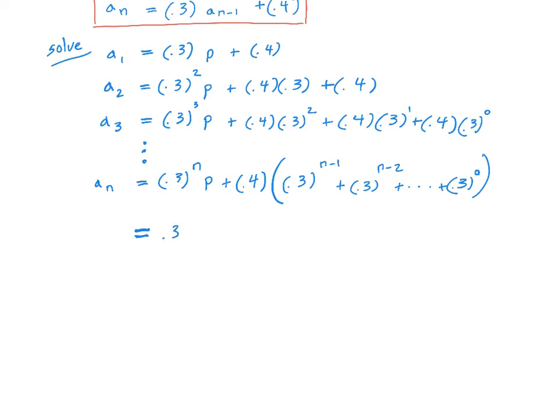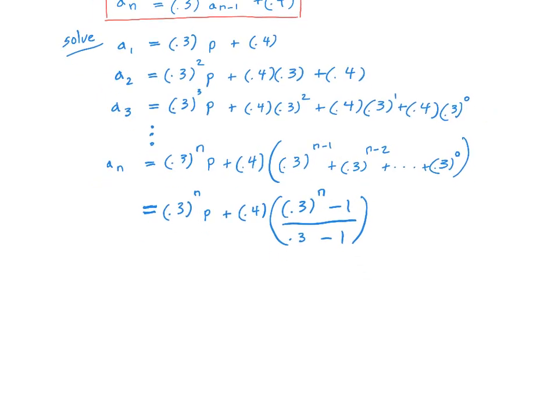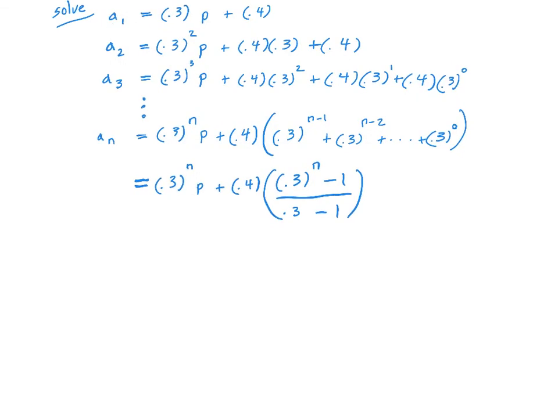So 0.3 to the power n, p, this term is kind of off on its own, and the rest of the terms are being multiplied by 0.4, and all of those rest of the terms are forming our geometric series, so we can go ahead and use that formula right now. We'd get 0.3 to the power of n minus 1 over top of 0.3 minus 1. So there's our solved form of our recurrence relation.